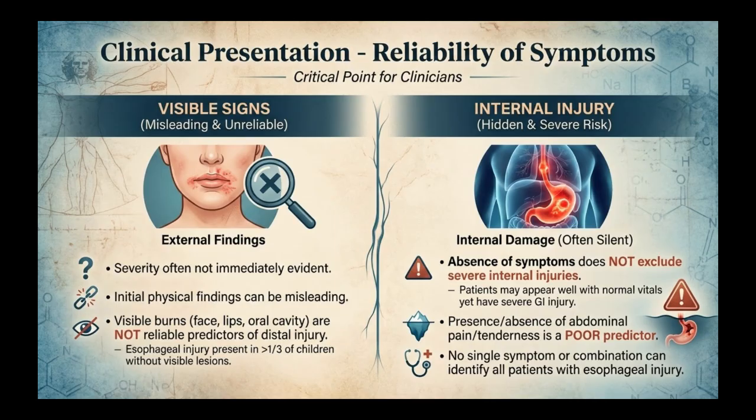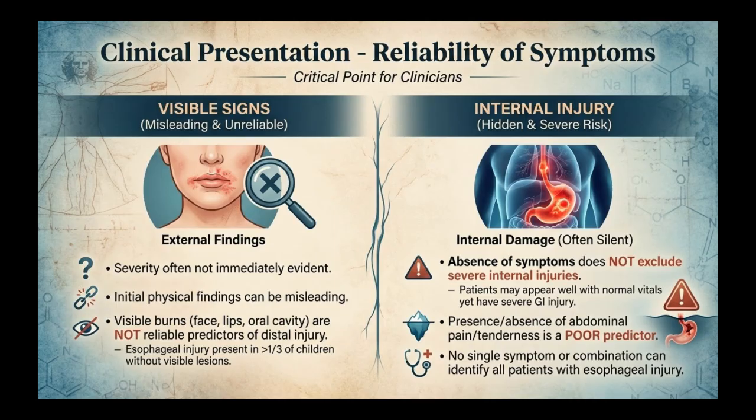The heterogeneous nature of caustic substances, coupled with varied patient circumstances and clinical presentations, makes this a complex and often daunting task for clinicians. The diagnostic process begins with a comprehensive history and physical examination, although clinicians must be aware that initial findings can be unreliable in predicting the full extent of internal injury.